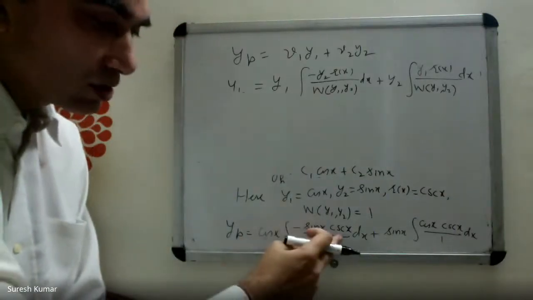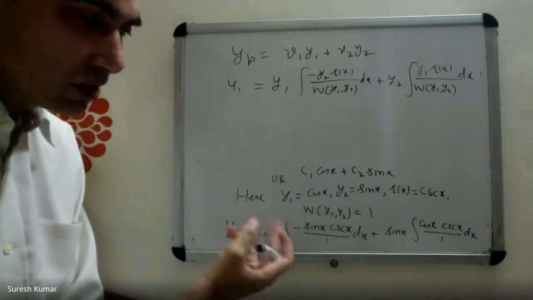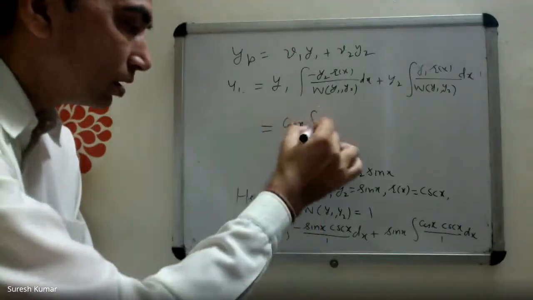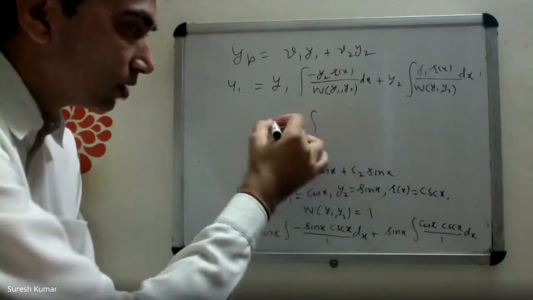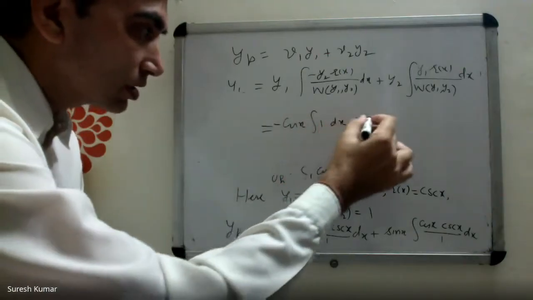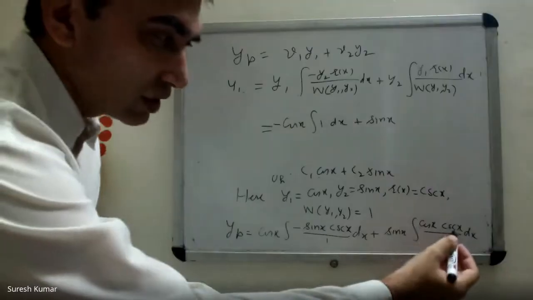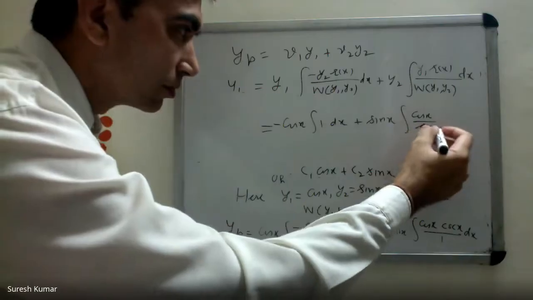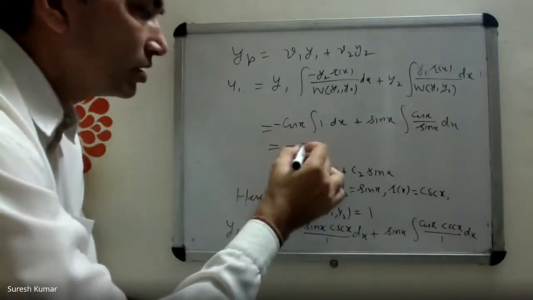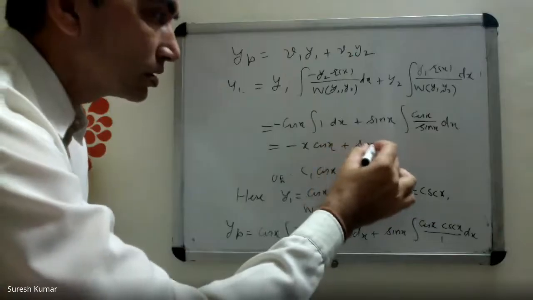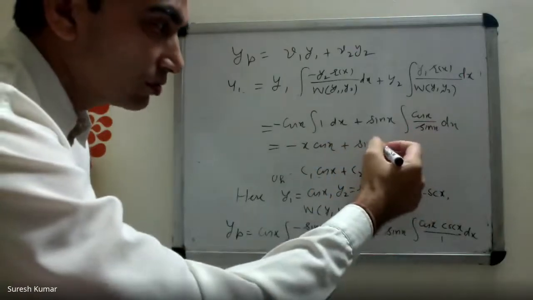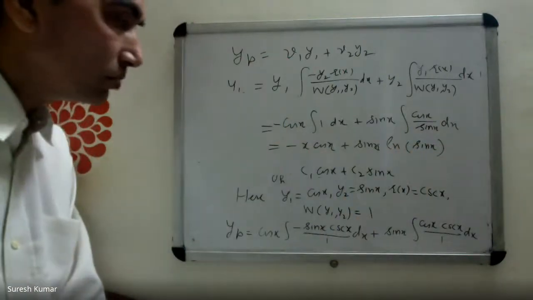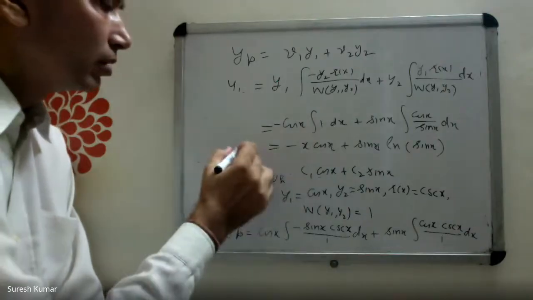It's easy. Sin x cosecant x is 1 over sin x times sin x, so it is 1. So integration is simply minus x cos x. It is only minus 1 into dx. Next, sin x. Cosecant x you can write as 1 over sin x. So minus x cos x plus sin x, integration of cos x over sin x is ln sin x. So this is your yp, final yp.